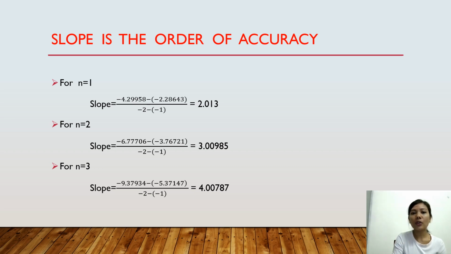So an important conclusion we get from this calculation of slopes is that for nth order, the slope is equal to n plus 1. For n equal to 1, the slope is equal to 2, that is 1 plus 1, which is n plus 1. For n equal to 2, the slope is 3, that is 2 plus 1, n plus 1. For n equal to 3, the slope is equal to 4, that is 3 plus 1, n plus 1. So the important thing is that for nth order, the slope is equal to n plus 1.